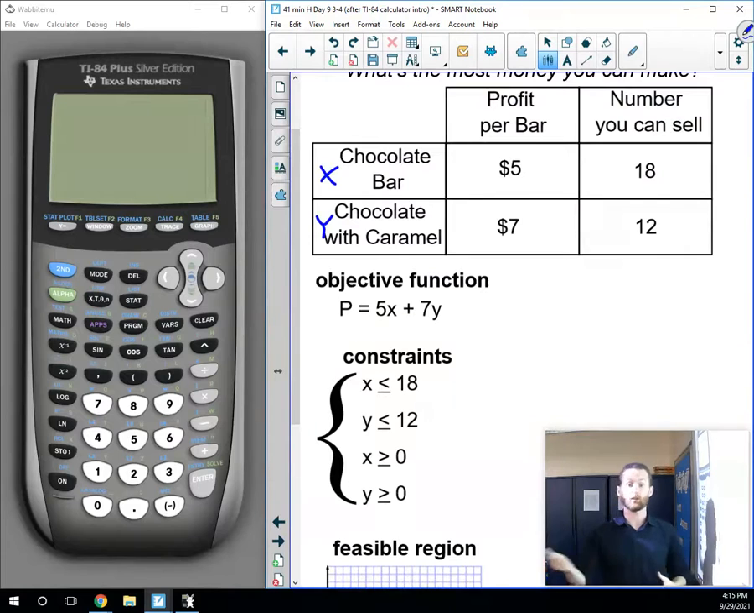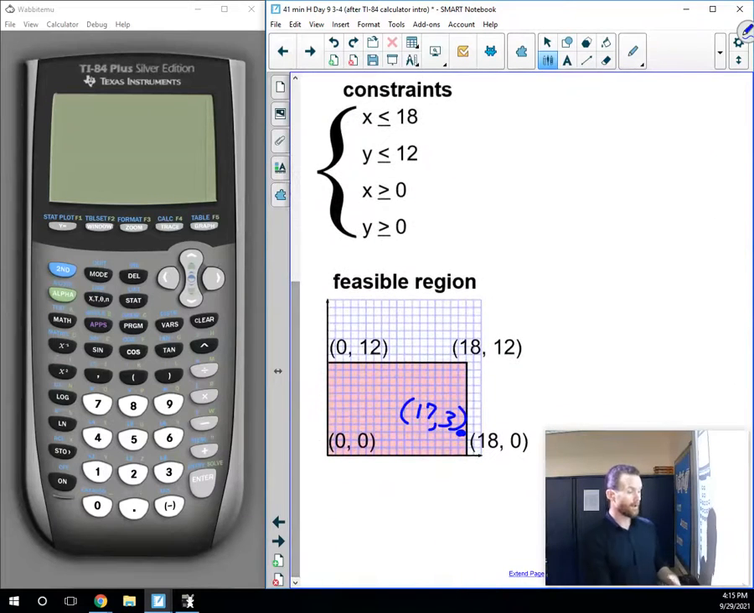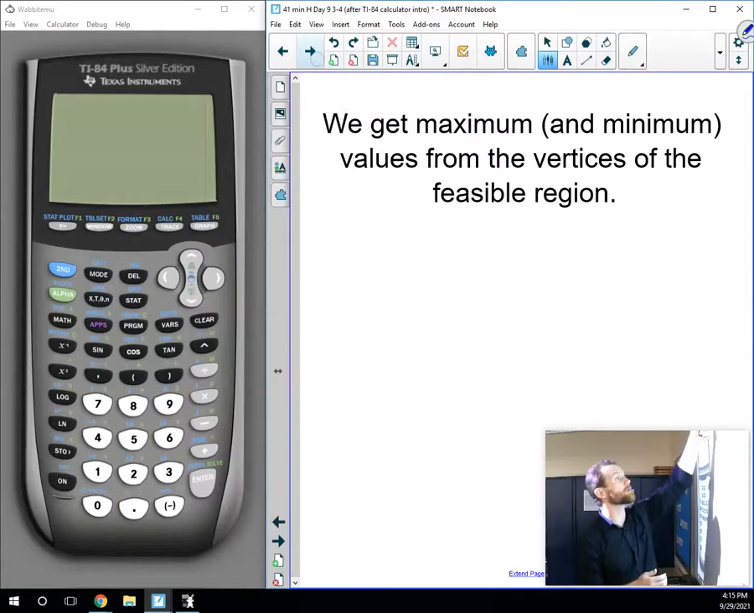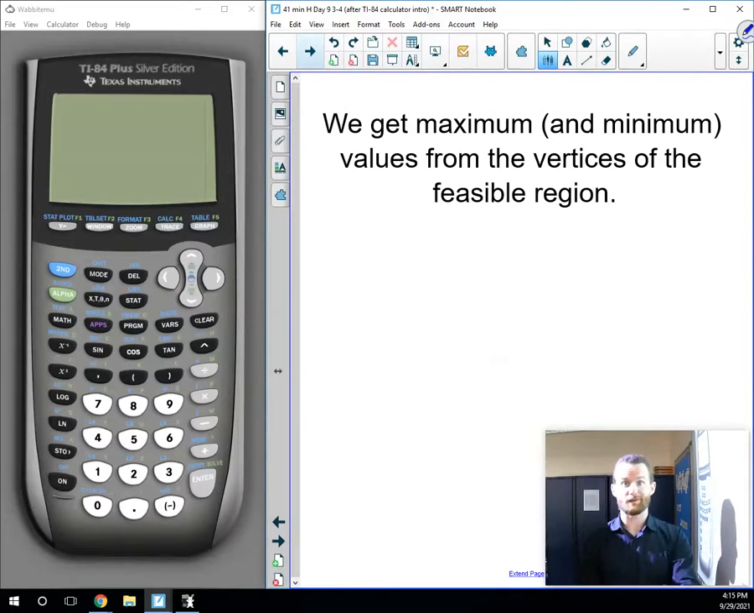17 chocolate bars and 3 chocolate bars with caramels. All right? So you might be thinking to yourself, wait a minute, all these shaded points are feasible? All these shaded points are possible? So does that mean to find the maximum, we have to check every single one of these points? No, we don't. Fortunately, a key with linear programming, and you've got to write this down.